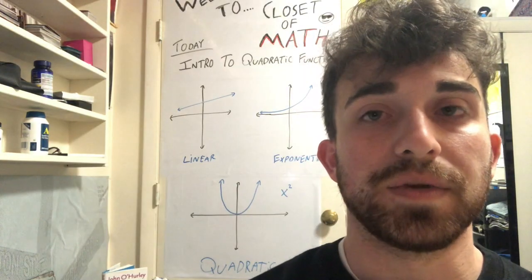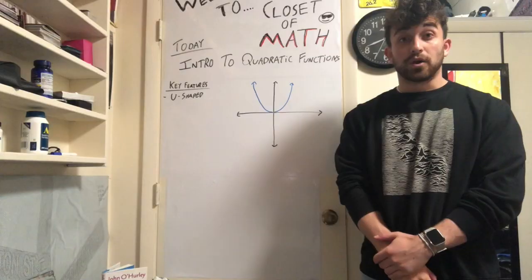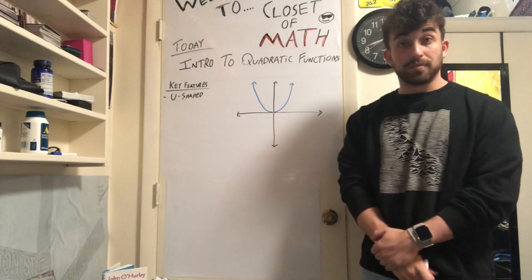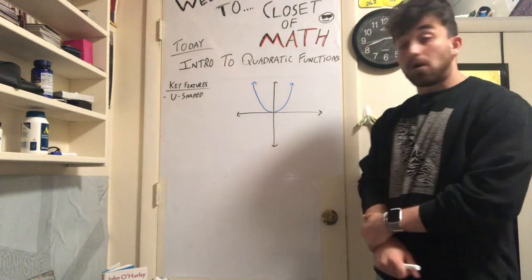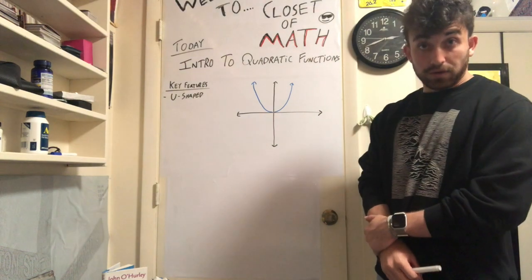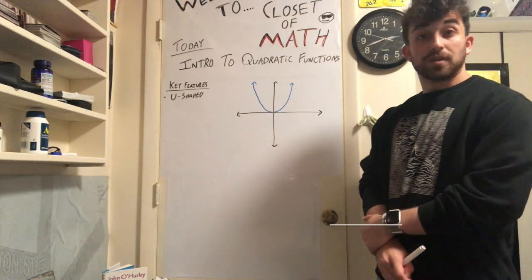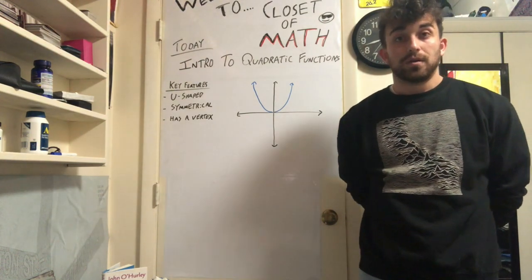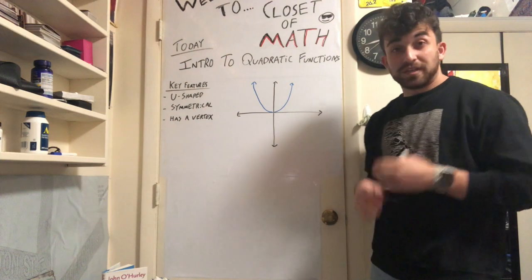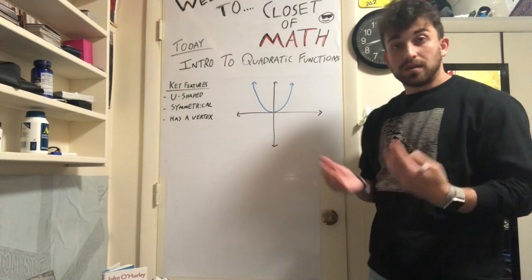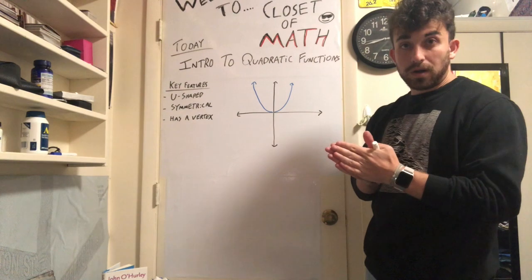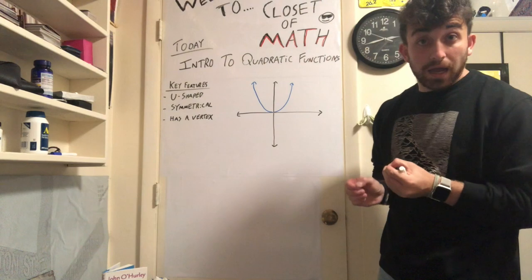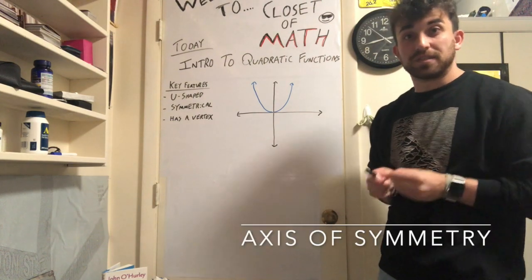Now let's talk about some key features of quadratic functions. There is more to quadratics than just being U-shaped. When graphed, all quadratic functions are symmetrical and have something called a vertex. In order for something to be symmetrical, that means there exists some line that you can fold the thing over and have it match up perfectly. That line is called the axis of symmetry.